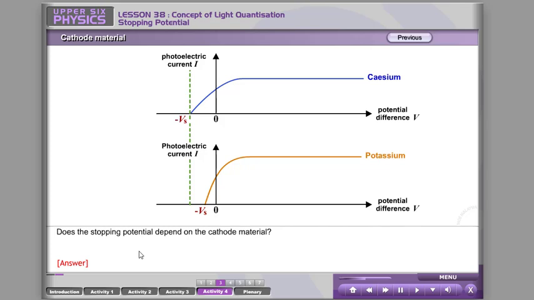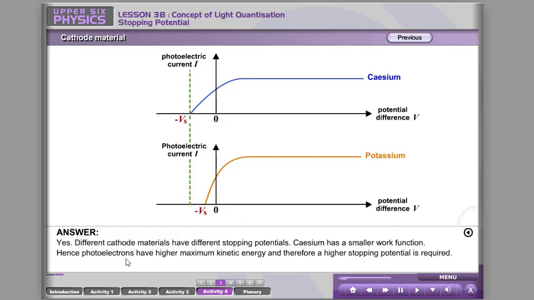Does the stopping potential depend on the cathode material? Answer: yes. Different cathode materials have different stopping potentials. Cesium has a smaller work function. Hence, photoelectrons have higher maximum kinetic energy and therefore a higher stopping potential is required.